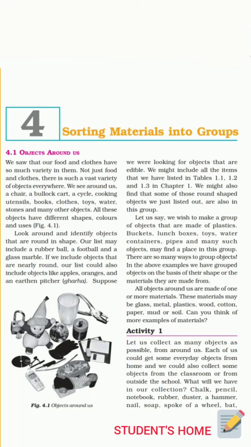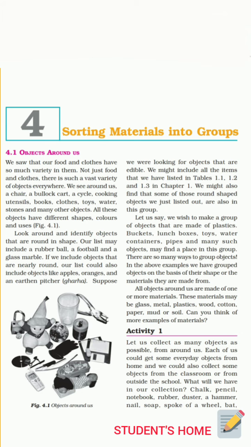Okay class, so today we are going to start our next chapter, that is chapter 4, sorting materials into groups. The first thing that we observe is the objects around us. We saw that our food and clothes have so much variety in them. Not just food and clothes, there is such a vast variety of objects everywhere. We see around us a chair, a bullock cart, a cycle, cooking utensils, books, clothes, toys, water, stones, and many other objects. All these objects have different shapes, colors, and uses.